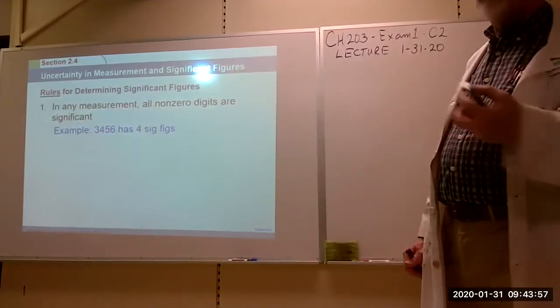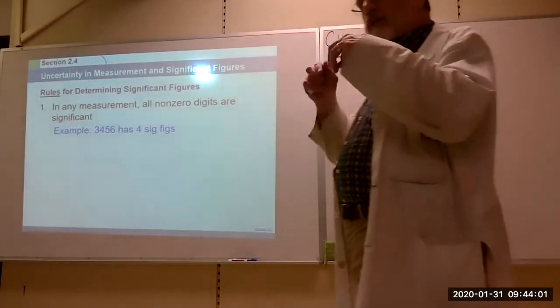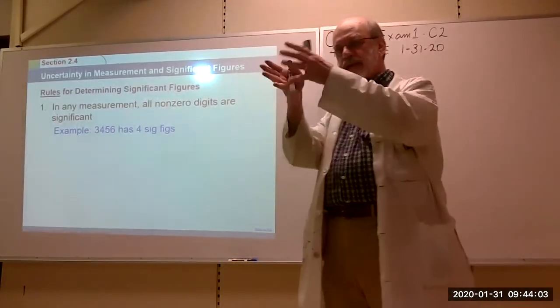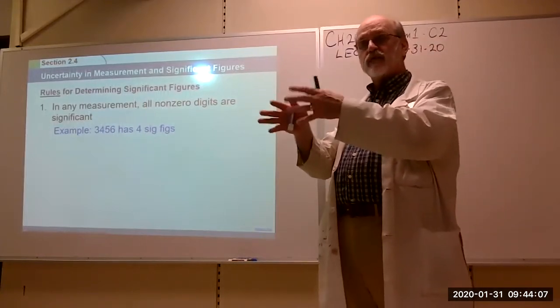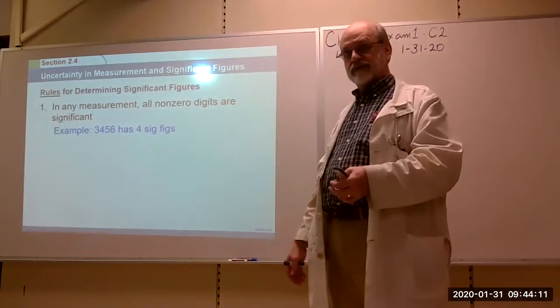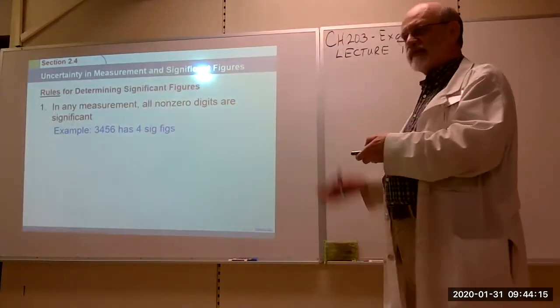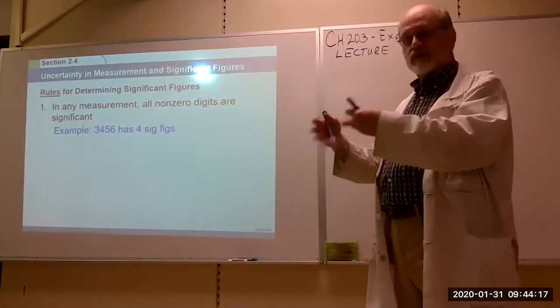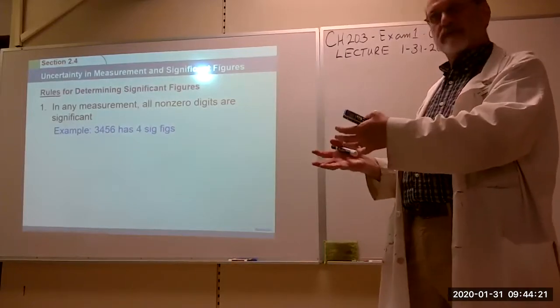Okay, so here are the rules. First, we have to decide the number of significant figures in a value before we can give you rules on how to multiply, divide, add, and subtract. So we've got to establish how many significant figures you have in each of the numbers that are going to enter a calculation. Then you can say, what do you do with them?